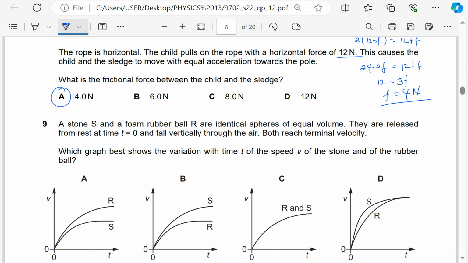A stone S and a foam rubber ball are identical spheres of equal volume. They are released from rest at time t equals 0. That means initial velocity is equal to 0. And fall vertically through the air. Both reach terminal velocity. They reach constant velocity. Which graph best shows the variation with the time t of the speed v of the stone and of the rubber ball? So they are identical spheres. They have the same volume.